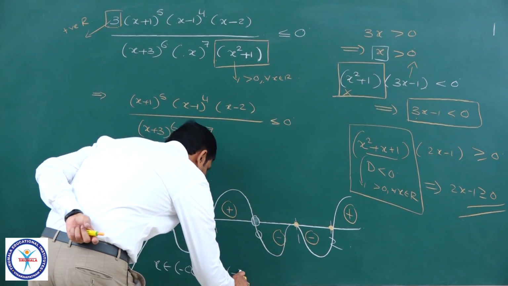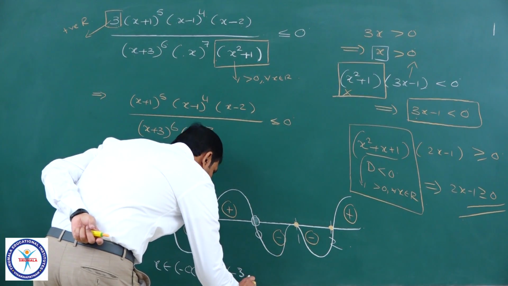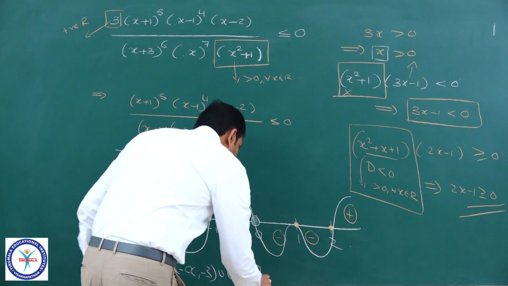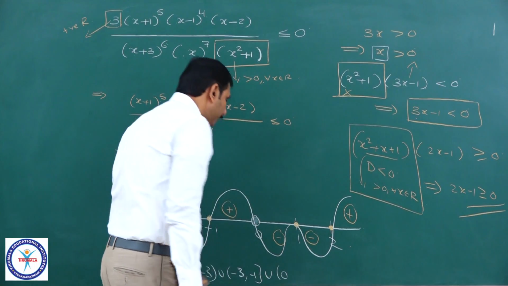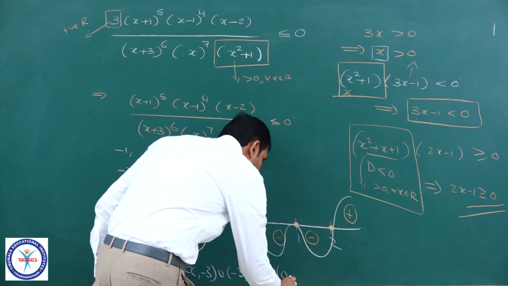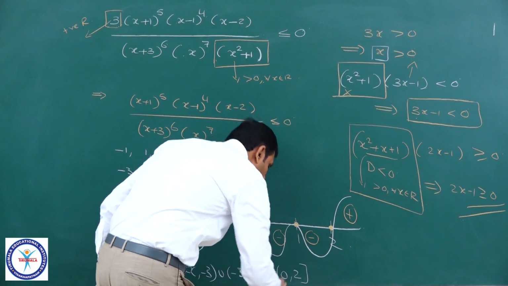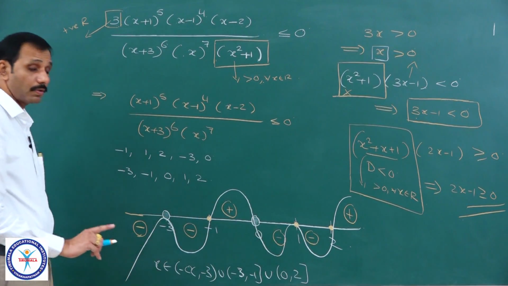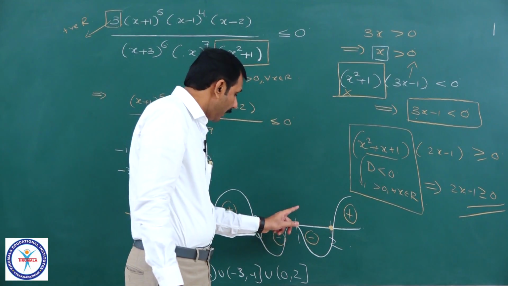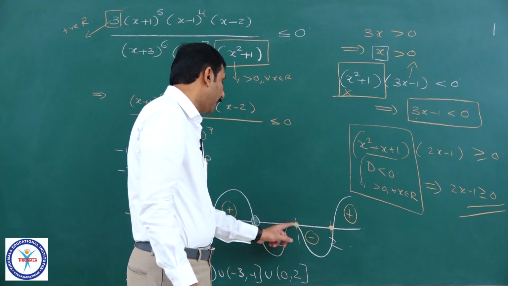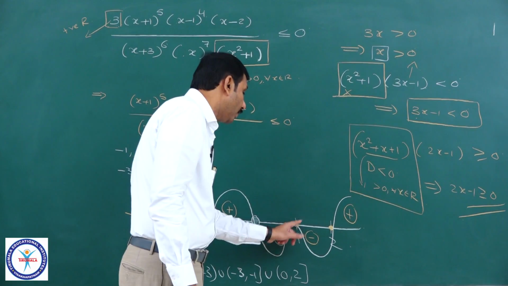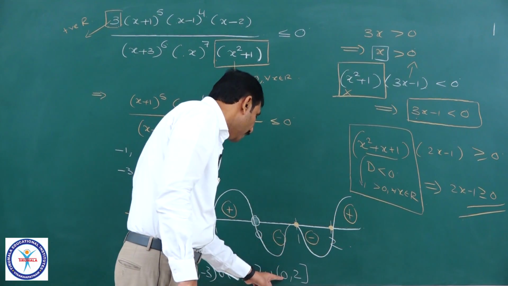Union minus 3 to minus 1 closed. Next here positive. Next union open 0 to 1 closed, 1 to 2 closed, completely I can take 2 closed. Hope you understood. Open 0, 0 to closed 1, closed 1 to closed 2. Because these two are the dark circles, I have taken open 0 to closed 1, union closed 1 to 2, can be written as 0 to 2 complete.